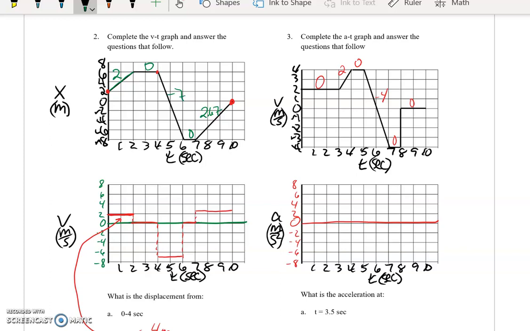So we have an acceleration of 0 for the first 3 seconds. Then we have a slope of 2, then 0 again, then -4, and then 0 over 10.